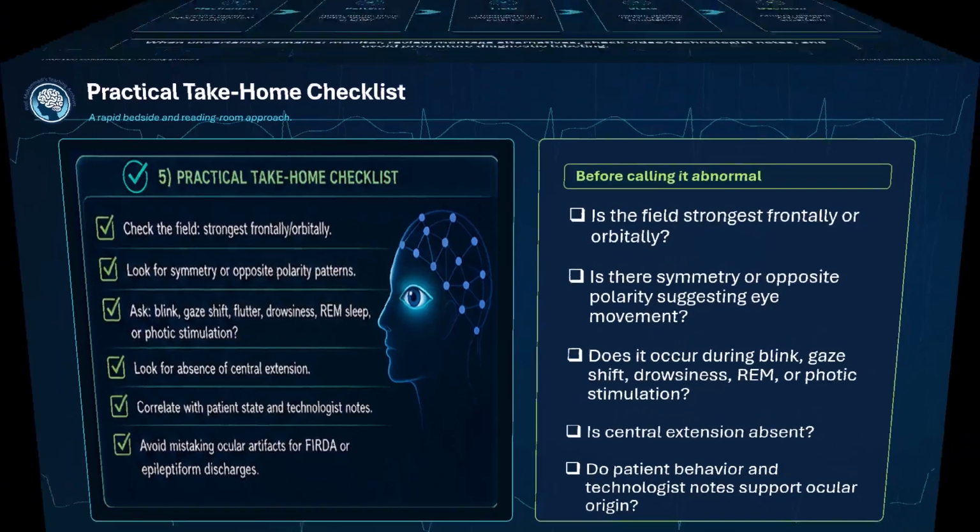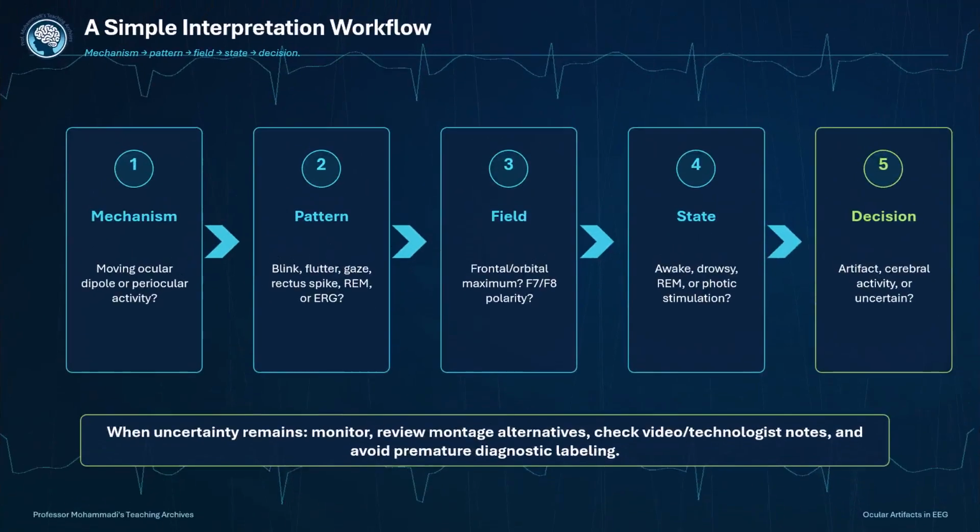Next slide, please. A simple workflow helps turn these details into a reliable reading habit. Start with the mechanism. Is this likely a moving ocular dipole or periocular muscle activity? Then, name the pattern, inspect the field, check the state, and only then make the interpretive decision. When uncertainty remains, review alternate montages, inspect video or technologist notes, and avoid premature diagnostic labeling.